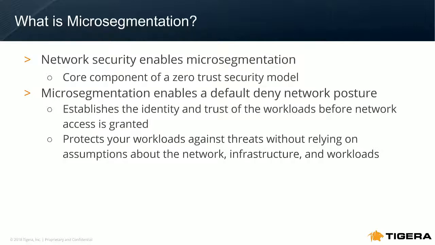So when we decide that we're going to use microsegmentation as our tool to do least privilege, which is again part of zero trust, it allows you to enable a default deny network posture. You're not relying on things within the network necessarily, and you're establishing trust of the workloads before any network access is granted. Is this really a Bob? And if so, what is Bob allowed to talk to? Rather than allowing that pod on the net and then later trying to figure out what it's trying to talk to and make a decision if it should be allowed or not.